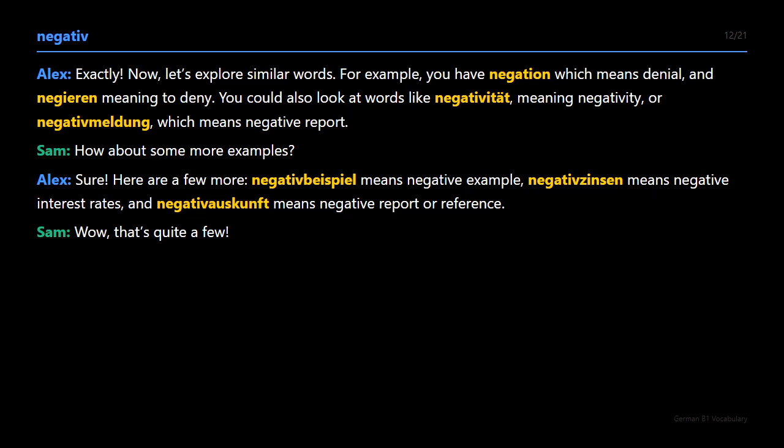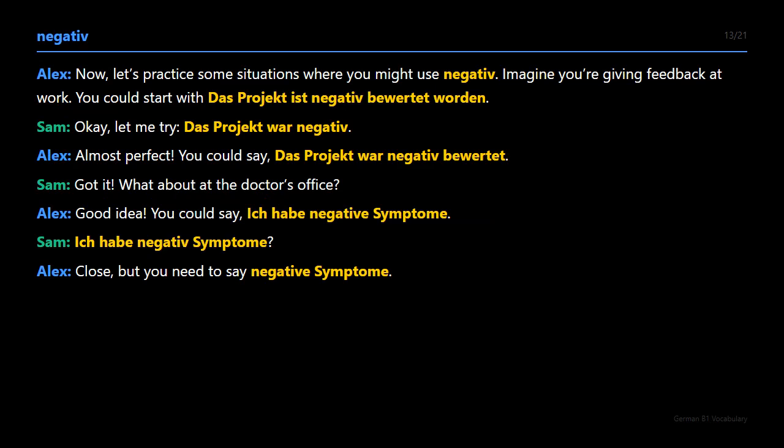Sure. Here are a few more. Negativbeispiel means negative example. Negativzinsen means negative interest rates, and Negativauskunft means negative report or reference. Wow, that's quite a few. Now, let's practice some situations where you might use negativ.